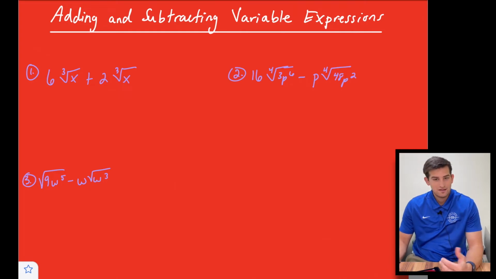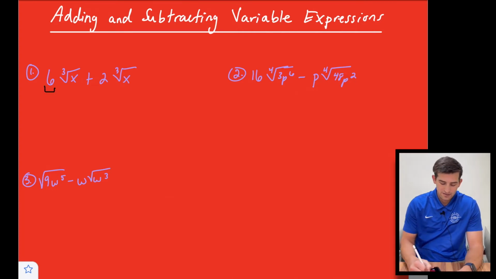Number one, as basic as it's going to get, we already have the like index and the like radical, cube root of x. So we can just add the numbers that we see out front. So 6 plus 2, and that's going to give us 8 cube root of x.